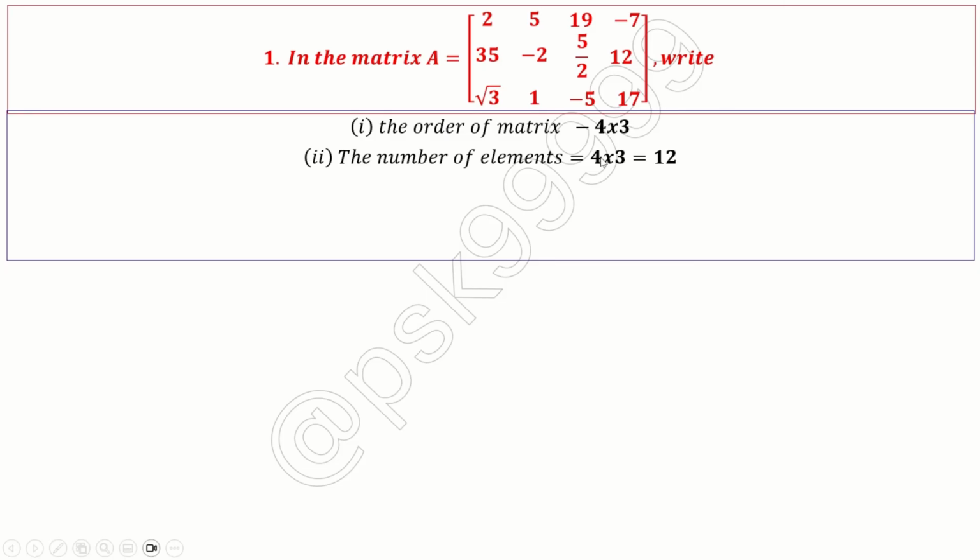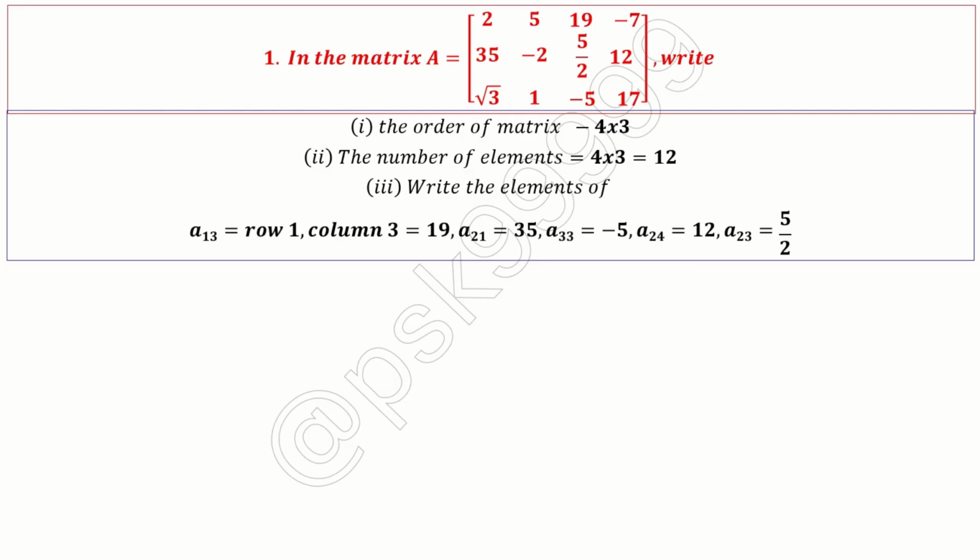Next, number of elements: you can either do 4 by 3 or 3 by 4, it doesn't matter. Number of columns into number of rows basically, which is 12. Then write the elements of A13, that is row 1 and column 3: this is 19. A21, second row, first column: 35. A33, third row, third column: minus 5. A24, second row, fourth column: 12. A23, second row, third column: 5 by 2. Hope you understand how to use the indexes for the elements.